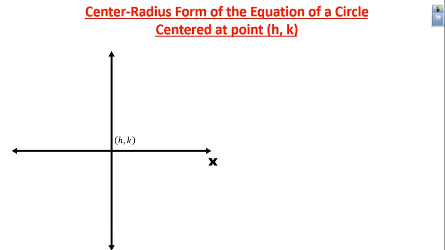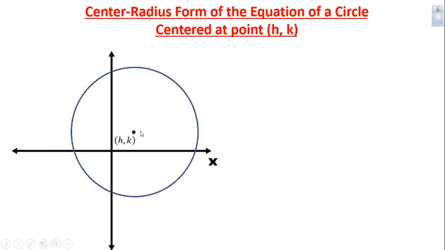Now, let's talk a little bit about the equation of a circle that is not centered at the origin. Instead, it's centered at a point (h, k). So let me draw a circle here, and there we have the center (h, k). In this case, if I choose a point (x, y) on the circle, now I'm not only concerned about the distance from the origin, I'm actually talking about the distance from the center.